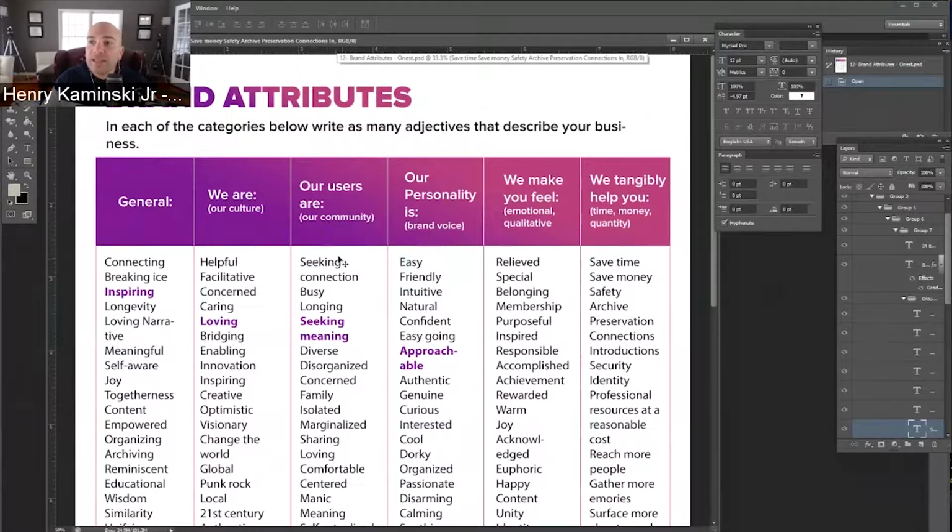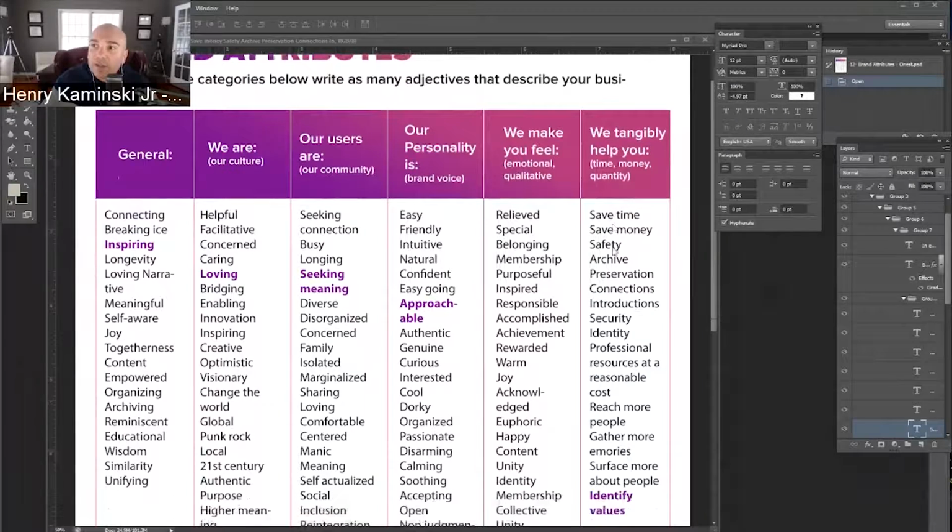So we have our community, and then we have our brand voice. Like, that needs to be very, very distinct, right? So we'll start to brainstorm some stuff there. And then we have our emotional and qualitative feelings. Like, what do we want our users to actually feel, right? And then lastly, what tangibles are we going to help them with? So are they going to save time? Are they going to save money? What is the takeaway? What is the outcome? What is the benefit from Honest Health's products and services?